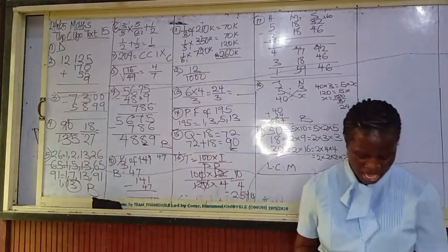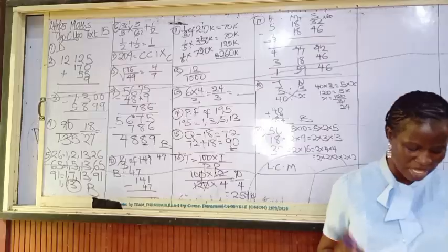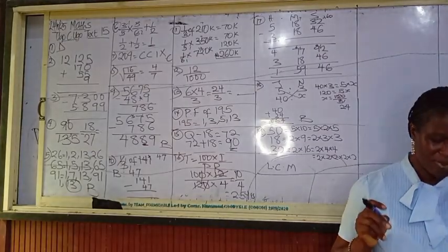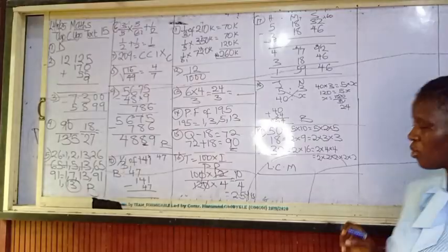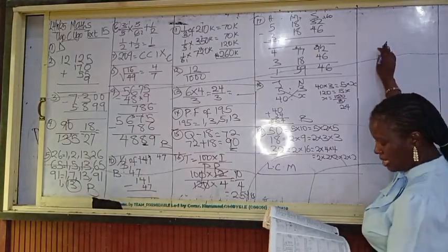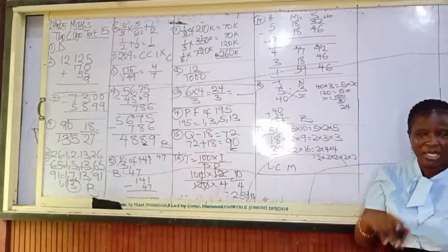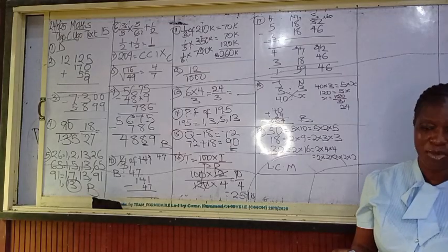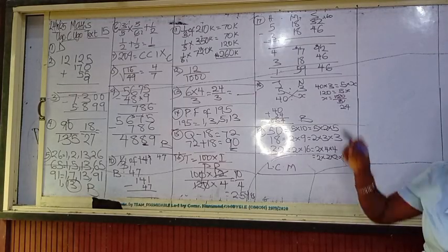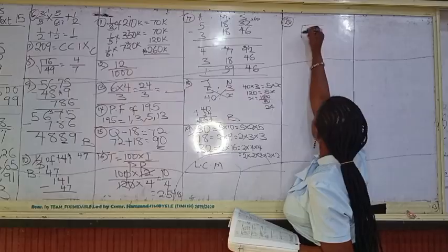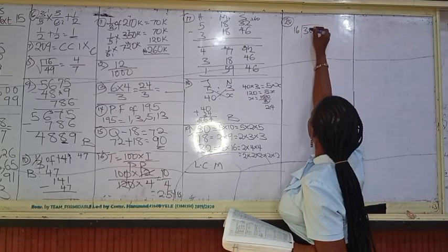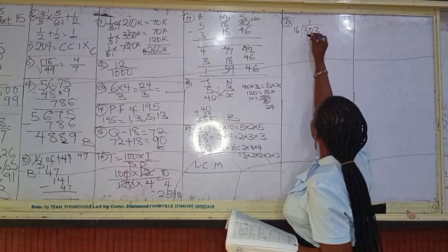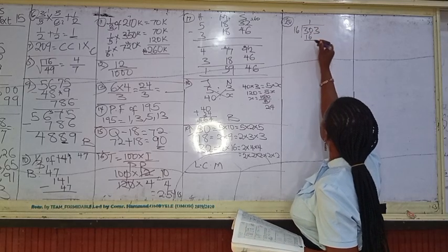Number 20 says, how many 16 kobo stamps can be bought from 3 naira and 3 kobo? In my usual way, let's have our money in the same unit. So 3 naira and 3 kobo will become 303. So this is 16. 16 here is 1. 1 times 16 is 16.